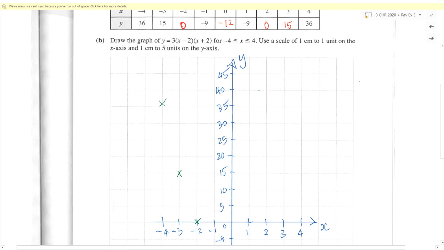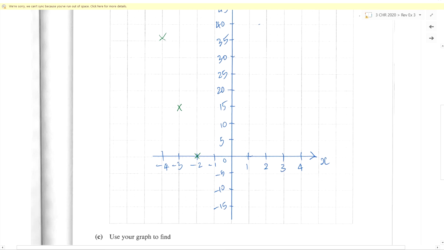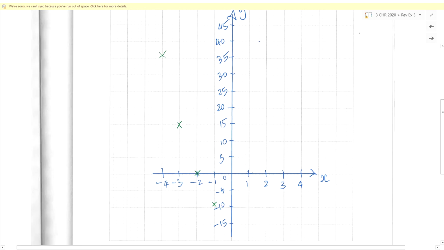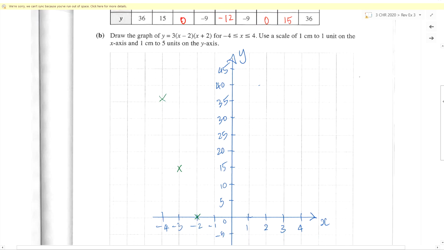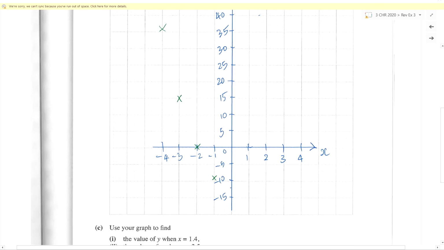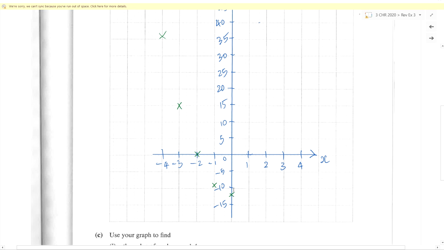Block -1, level -9. Block -1 is here, level -9. Block 0, level -12. So we see all the Y values are starting to drop, getting smaller and smaller until we go to -12. What happens after -12? Let's look at block 1.